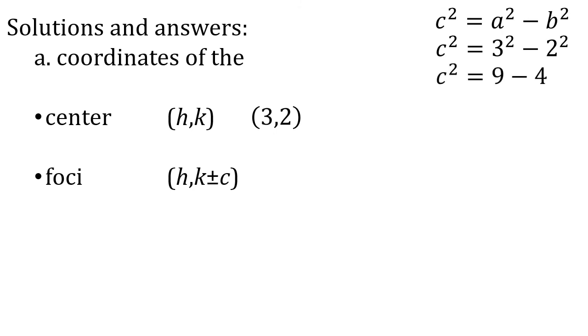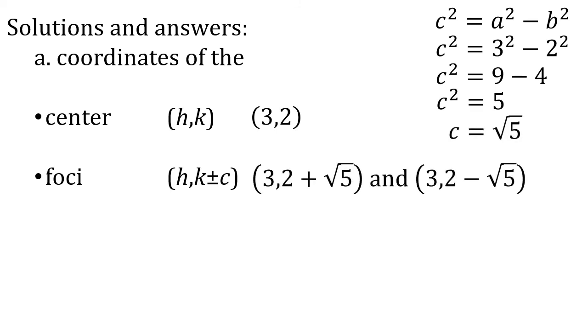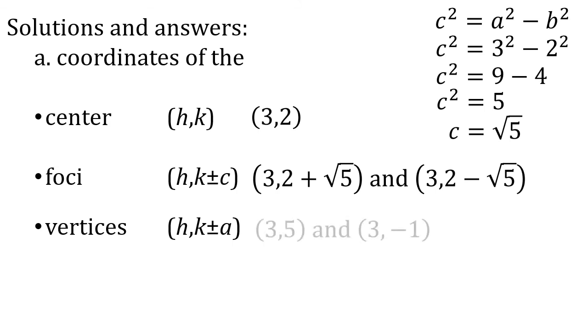Then c squared equals 9 minus 4. Then c squared is equal to 5. So c is equal to square root of 5. Okay, so the coordinates of the foci are (3, 2 plus square root of 5) and (3, 2 minus square root of 5). Then the coordinates of the vertices: (3, 5) and (3, negative 1).